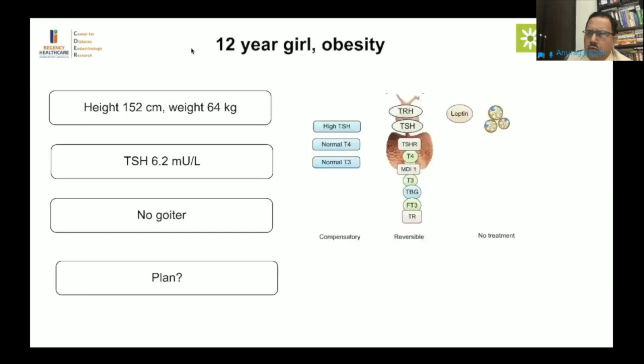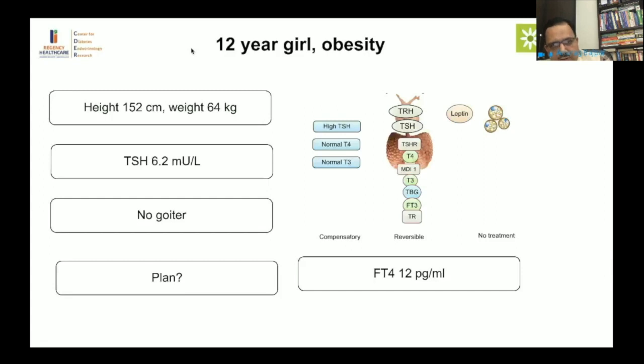I think it's very important to understand that this is the effect of obesity because of the effect on TRH. It is not the cause of obesity. This is compensatory, reversible. No treatment is required unless the TSH levels are more than 10, there is a goiter, there is TPO positivity, and that will be the only situation in which we like to treat. In this perspective, we should measure the free T4 levels, which were normal in this situation.